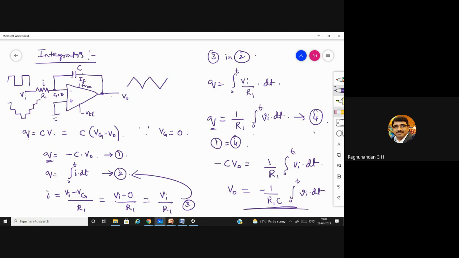Why do we have a negative sign here? The waveform is inverted; the phase difference between the input and output is 180 degrees. So this is the equation for the integrator. Similarly, the next part we have is the differentiator.